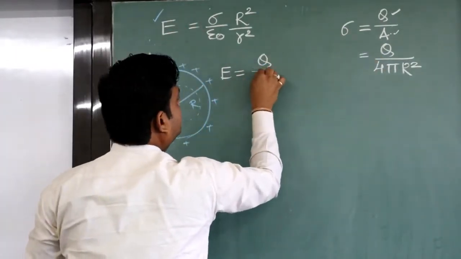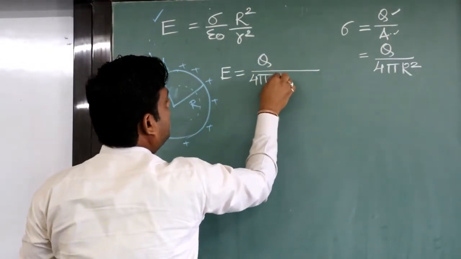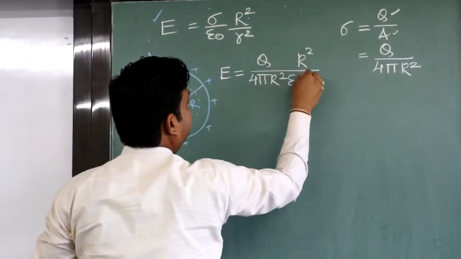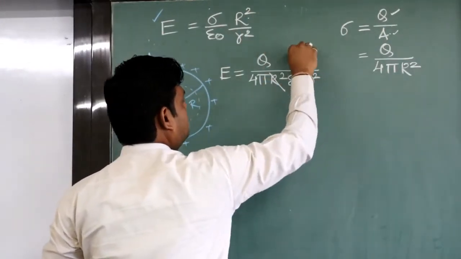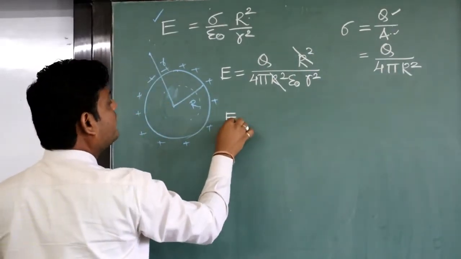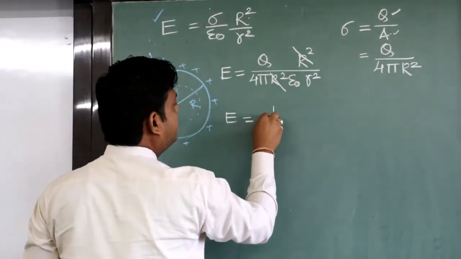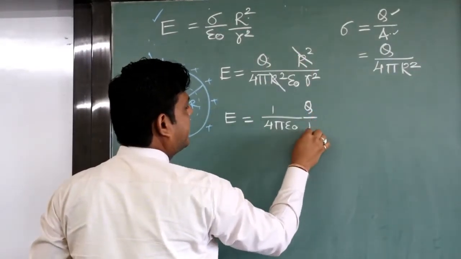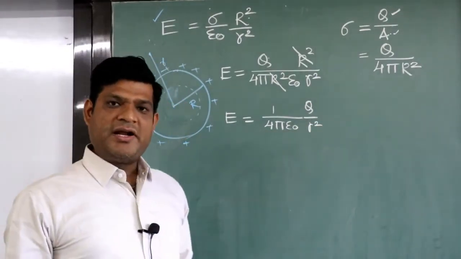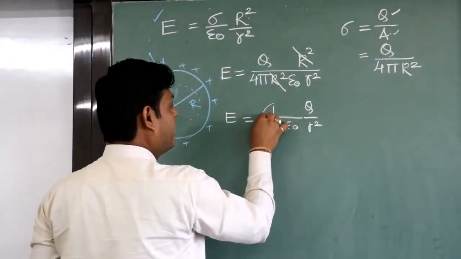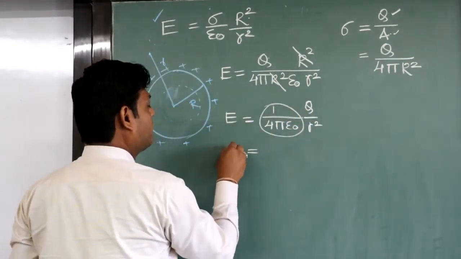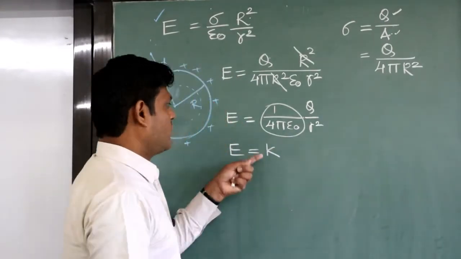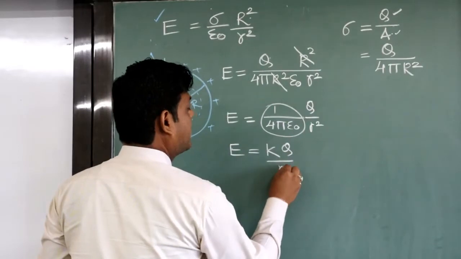divided by 4 pi R square, epsilon 0 remains as it is, this R square divided by R square. This R square gets cancelled. So E equal to, you can write 1 divided by 4 pi epsilon 0, this Q divided by R square. What can we write now? We know that 1 divided by 4 pi epsilon 0 equal to small k. This small k is known as the Coulombian constant. So k Q divided by R square.